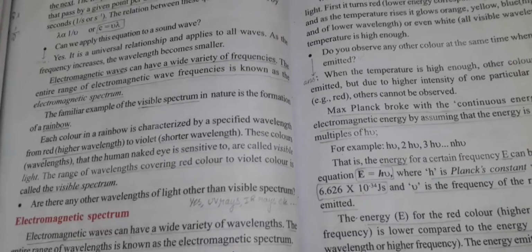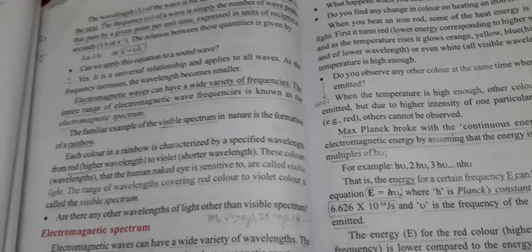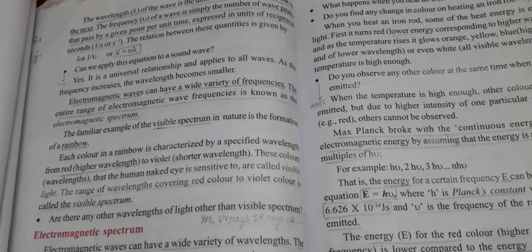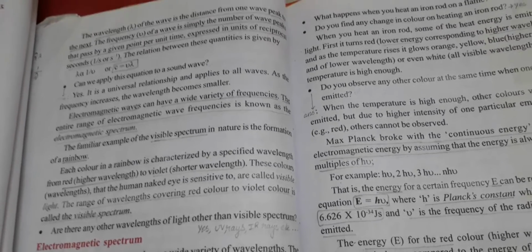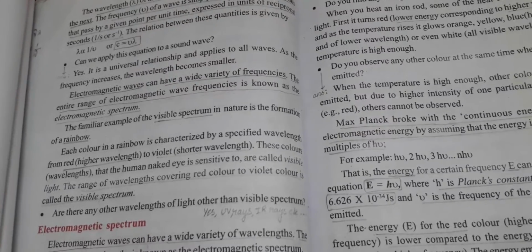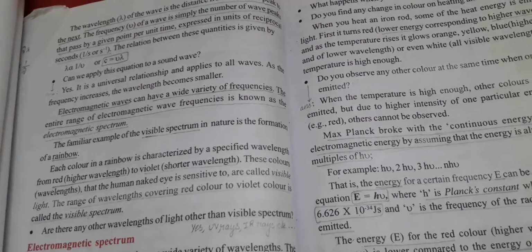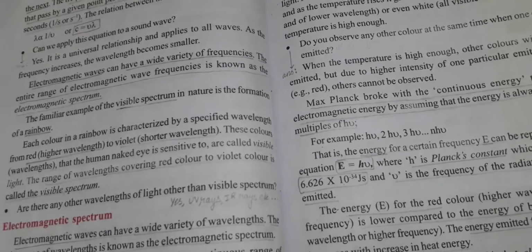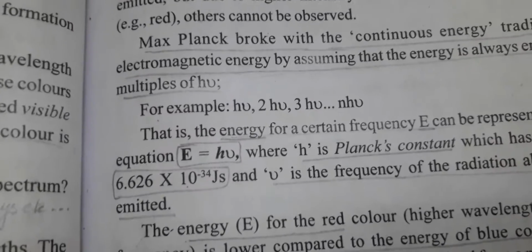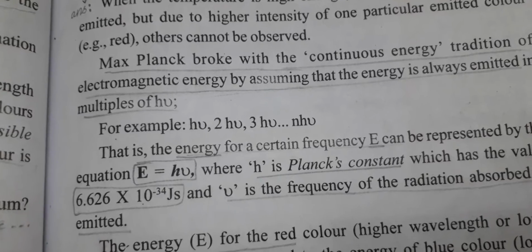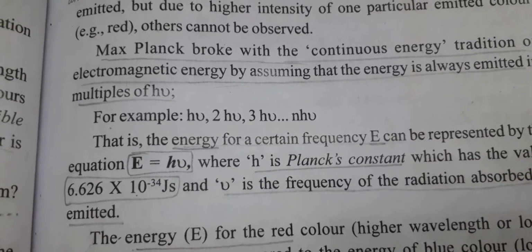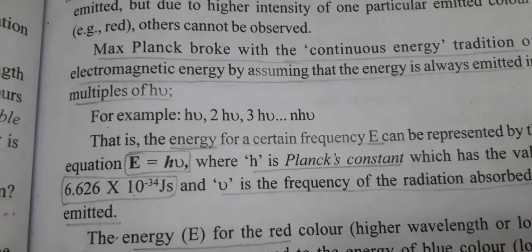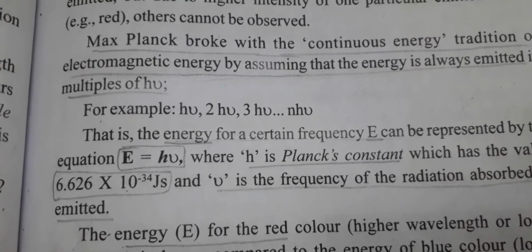Now, as we have observed in the electromagnetic spectrum, light is a form of energy and this is also quantized. So light is emitted in packets of energy, right? And the concept based on that is E is equal to h nu, where h is Planck's constant, which is 6.626 into 10 power minus 34 joule second, and nu is the frequency of the radiation emitted.